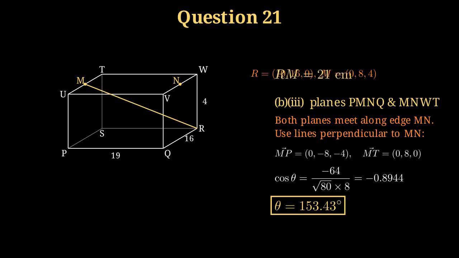So there we have it. RM is 21 centimeters, and the three angles are 10.98, 44.79, and 153.43 degrees. Well done. That's question 21 complete.